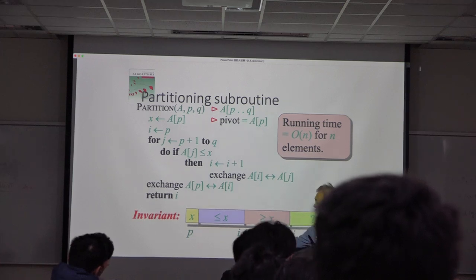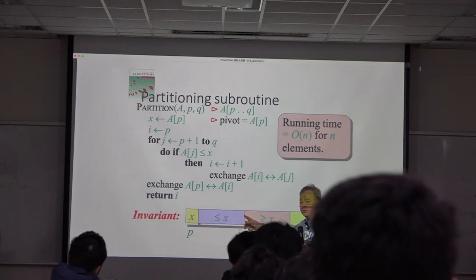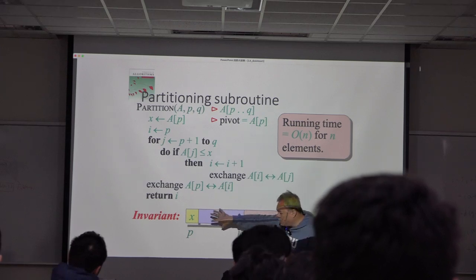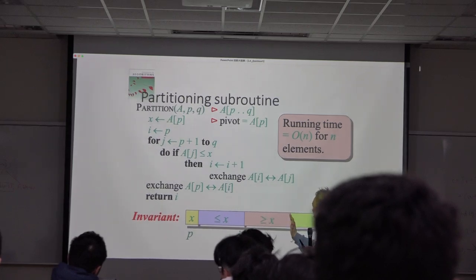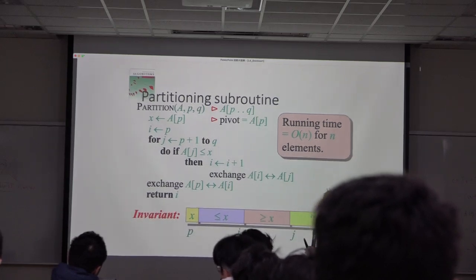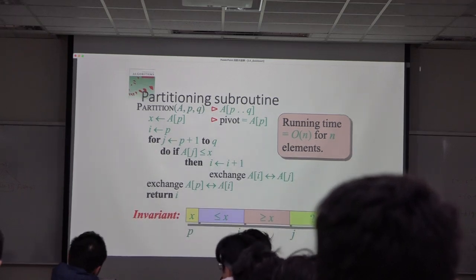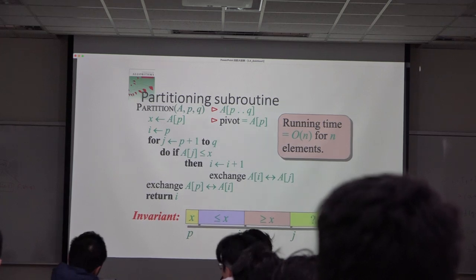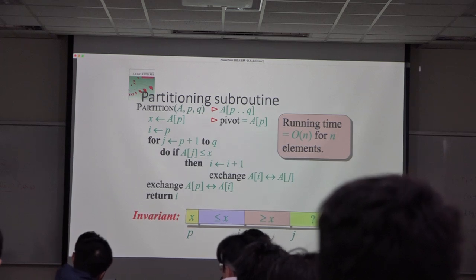So this block contains the elements smaller than x. I won't keep saying less than or equal to, just smaller than x; equal is given. And this block contains the elements greater than x. Beyond this point is the part that we have not finished. This is what it looks like during the process.